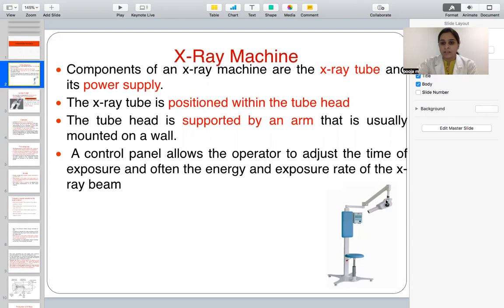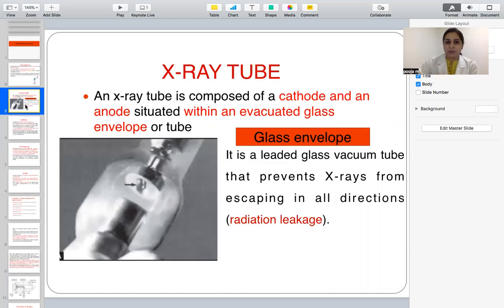So this is your X-ray tube head, and this is your control panel, which is also connected to a power supply. This control panel allows the operator to adjust the time of exposure, the energy, and the exposure rate of the X-ray beam. Now coming to each component in detail, the first component is your X-ray tube.